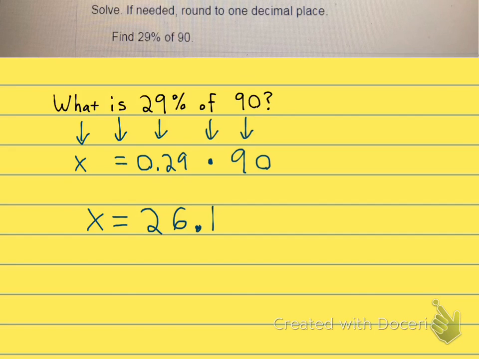Okay, now the problem asked me to round to one decimal place. But when I look at this, I already have one decimal place. Okay, so I don't need to round this. It already has one decimal place. Now, if it had more over here, if it had 1, 6, 3, 4, then of course I would need to round. But in this case, I've given them one decimal place like they asked.